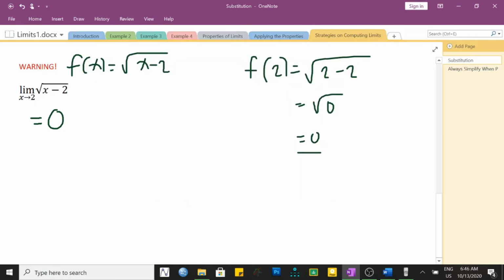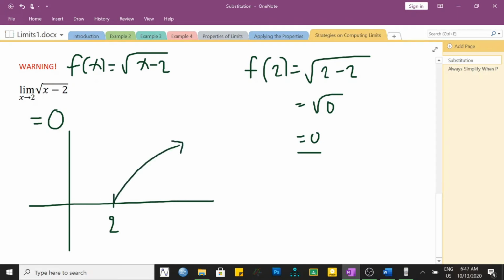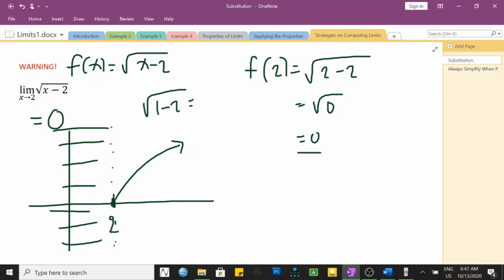If we are going to draw the graph of square root of x minus 2, what do we have here? That's 2. This is actually a curve that looks like this. This means that at the left side of 2, the graph or the function does not exist. There is no part of the graph that we can see at this part. That is because the function is undefined for anything that is less than 2. Say 1. What is square root of 1 minus 2? That is square root of negative 1. And negative 1 is not a real number.